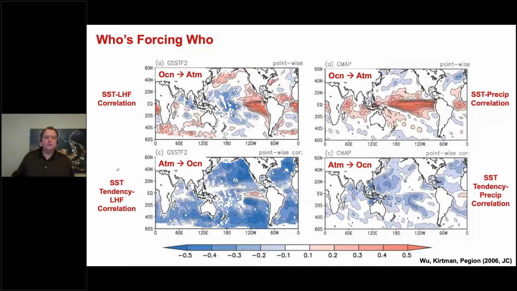There are two typical ways this has been looked at in the past by a number of different authors, but this result is from some of my colleagues a few years ago. One thing to look at is, locally, what's the SST latent heat flux correlation? The way this correlation is plotted, positive values indicate the ocean is strongly forcing the atmosphere. And this is between latent heat flux and SST.